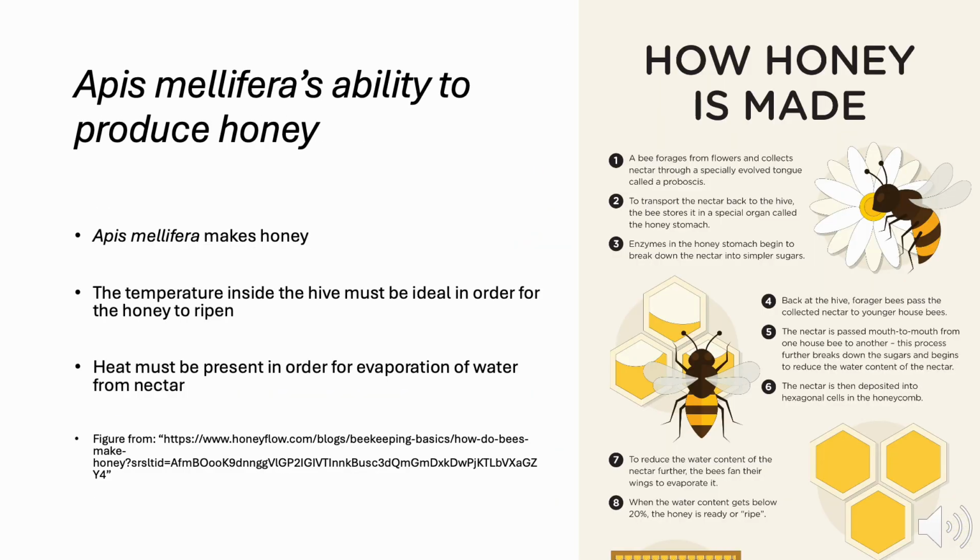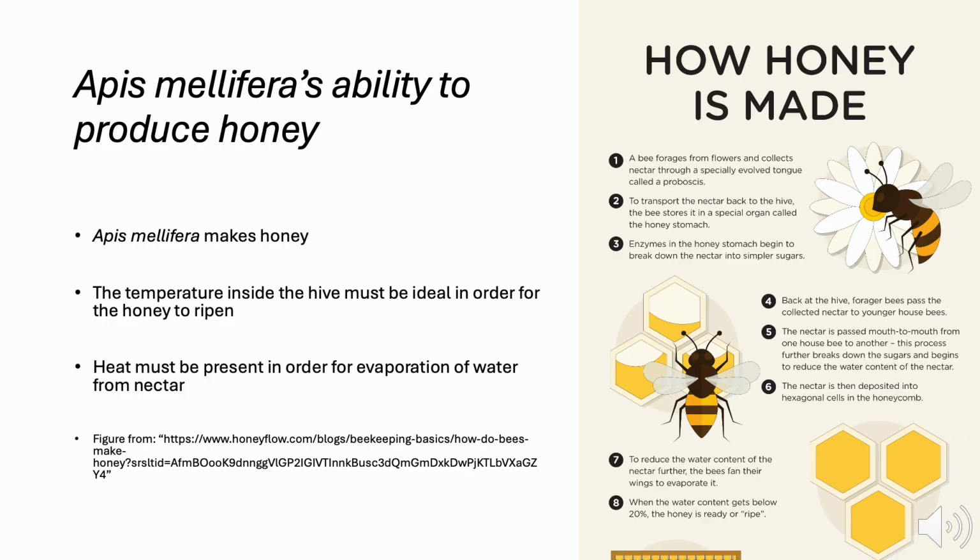As mentioned in the previous slide, Apis mellifera produces honey. They are a honeybee after all. They do this by converting nectar and evaporating water out of it. Temperature is crucial in this process. Inside the hive, bees maintain a very controlled temperature, usually around 34 to 36 degrees Celsius, because this is the optimal range for brood development, enzymatic activity, and the evaporation needed to ripen nectar into honey.